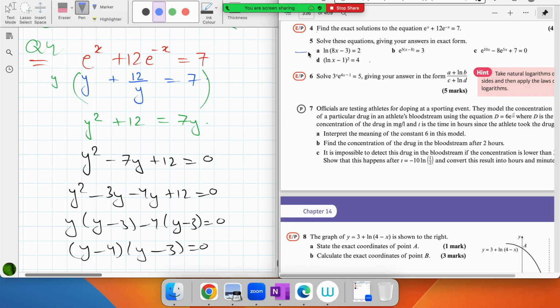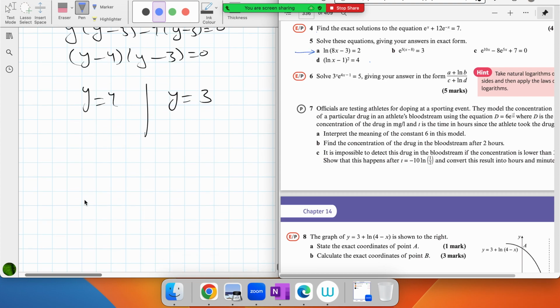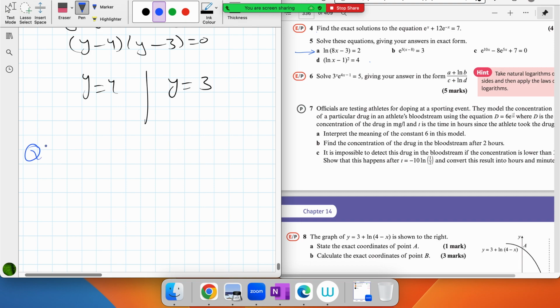Please try this question 5a. I'll write it here. 5a is ln of (8x minus 3) is equal to 2. Solve for x, giving your answer in exact form.